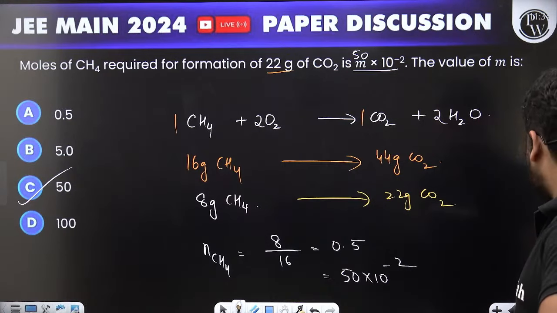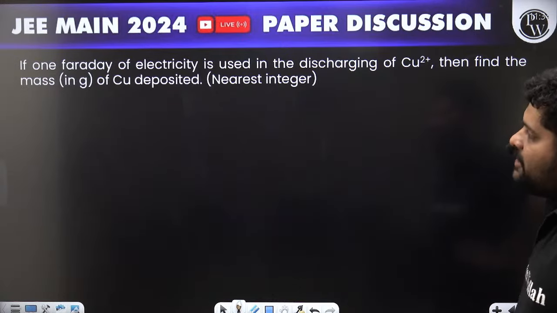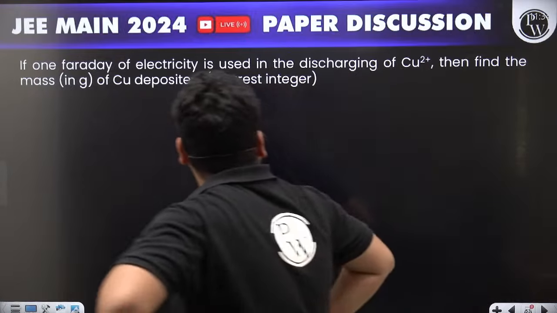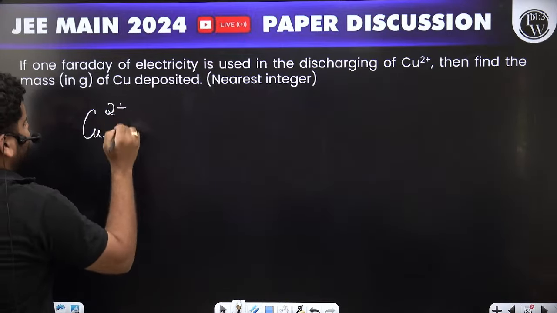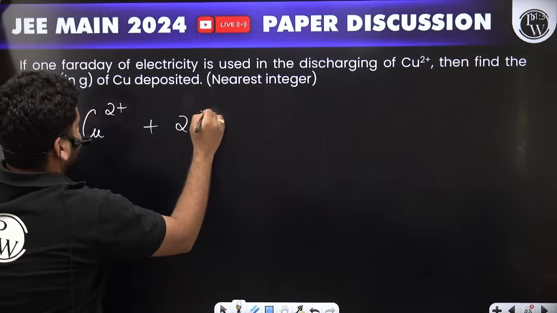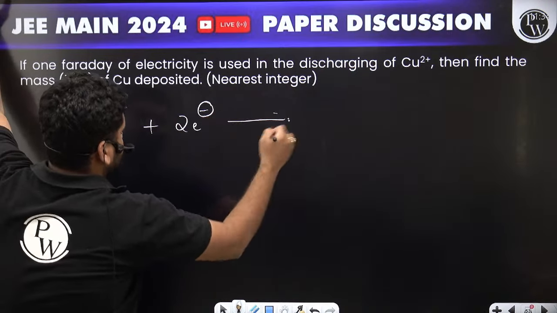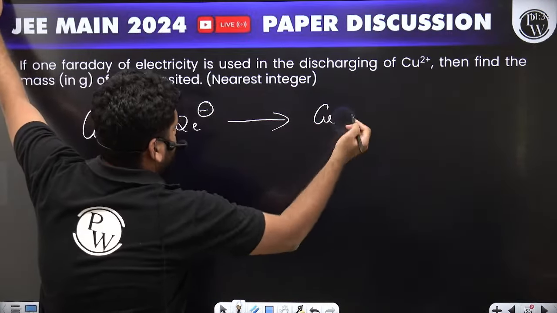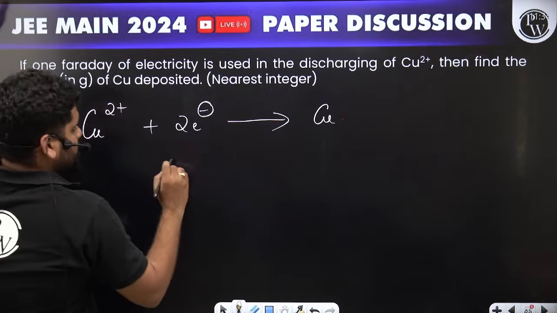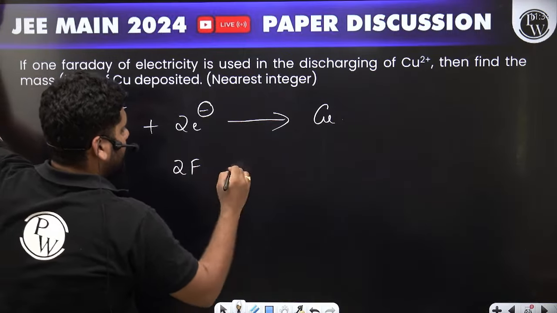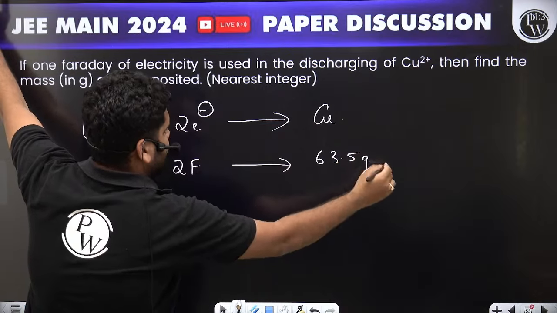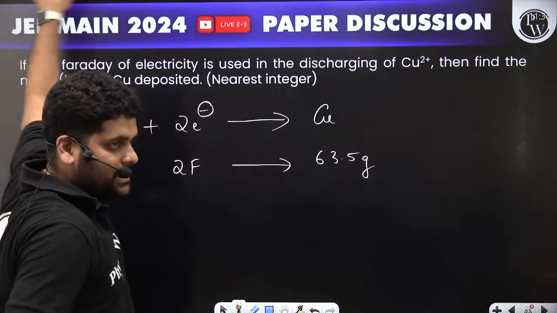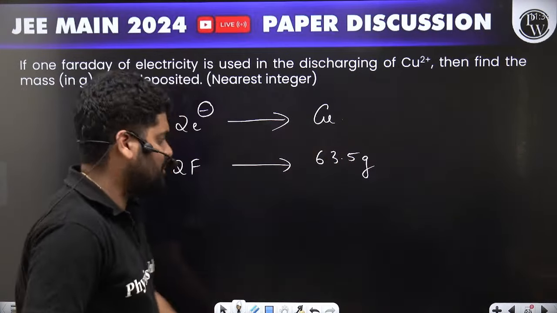We have the next one: if 1 faraday of electricity is used in discharging of Co2+. See, again, what a simple question. When we have Co2+, it requires 2 moles of electrons to produce 1 mole of Cu. Okay, 2 moles of electrons would be 2 faraday, to produce 1 mole of copper, that is going to be 63.5 grams. Atomic mass of copper is 63.5 grams.